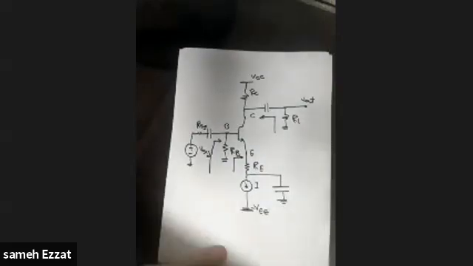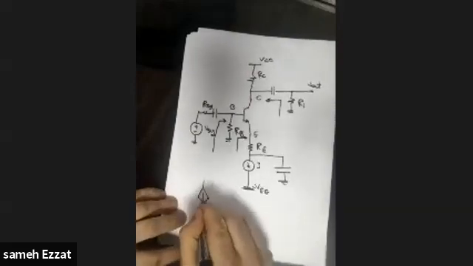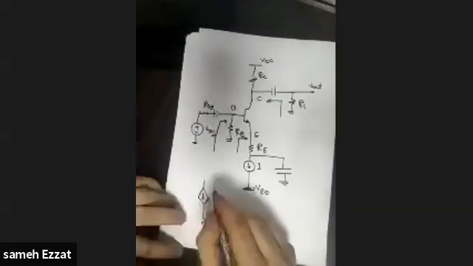In the previous example, my dear students, we solved the problem using the hybrid pi model, the small signal model for a BJT. In this example, we are going to use another model, which is typically the same, which is the T model. Let's first remember what the T model is. The T model is like that. So this is the emitter terminal. This is a resistance called r small e. And this is alpha times IE.